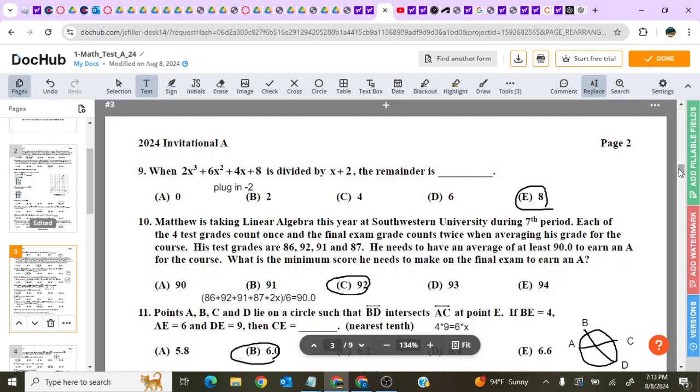Okay, 9. When 2x cubed plus, I'm not reading out all that, is divided by x plus 2, the remainder is what? Well, an interesting fact about these kind of dividing by a singular x and then a number, so x plus 2, is I can plug in the negative version of this number. So +2 goes to -2, and that's your remainder.